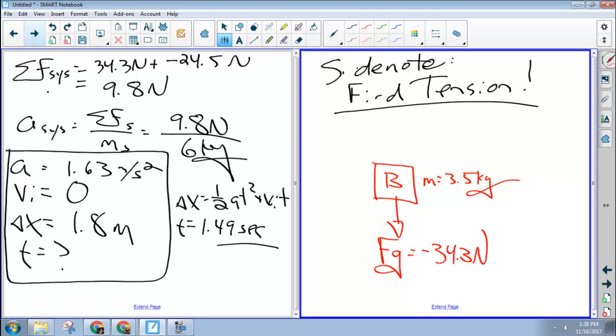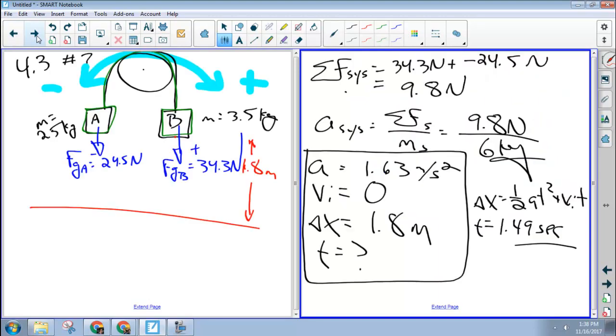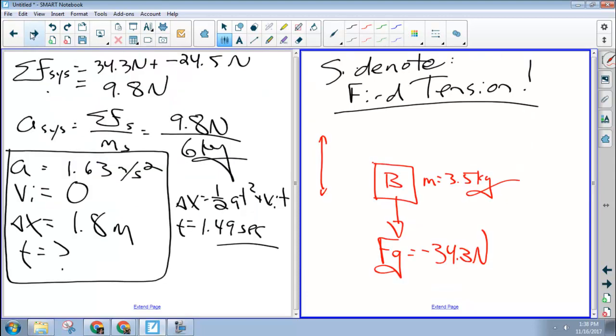Why did I make it negative? Because it's being pulled down, right? Remember, you guys, these sign conventions that I drew here in highlighter blue? Those sign conventions only apply to the system to resolve the issue of the pulley bending the force. Okay? But here, looking at box B, either box B is moving up or down. That's it. So, positive, negative. Cool? All right, so there's my force of gravity.